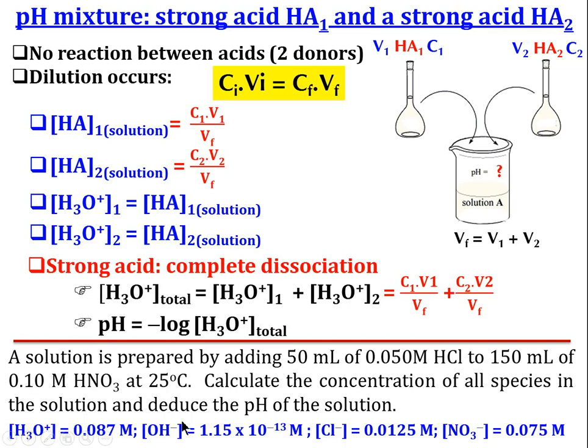If we know H3O+, we can calculate OH-: H3O+ times OH- equal Kw. The concentration of Cl- is equal to the concentration of HCl in the solution after dilution. By the same way, NO3- is equal to the concentration of HNO3 in the solution after dilution.